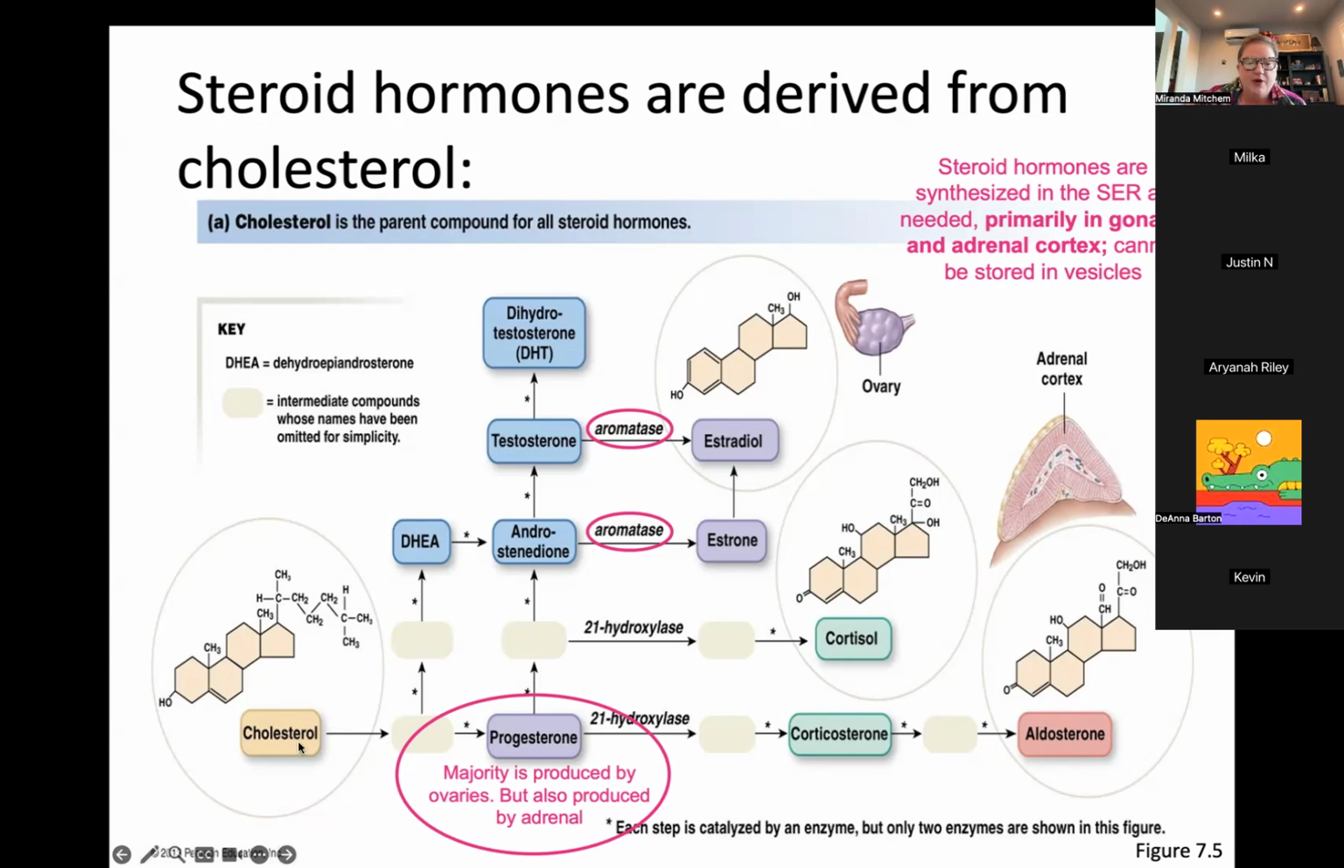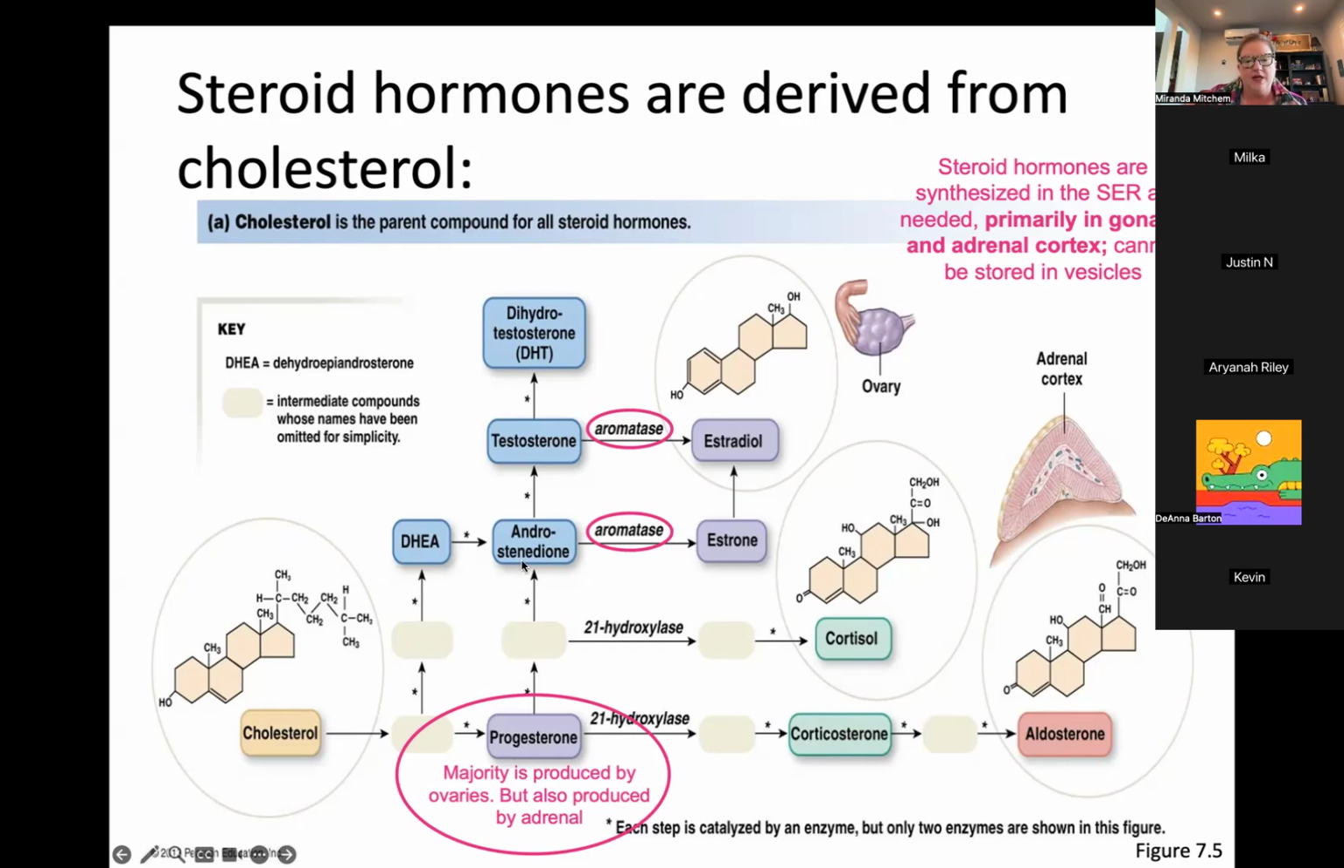So cholesterol is the precursor to be made into progesterone. And these empty boxes, I don't expect you to know those answers, by the way. We're focusing on the hormones that are listed here. So we get progesterone produced, and that can be converted into corticosteroid, which then is converted to aldosterone. So that's going to tie into our sodium reabsorption.